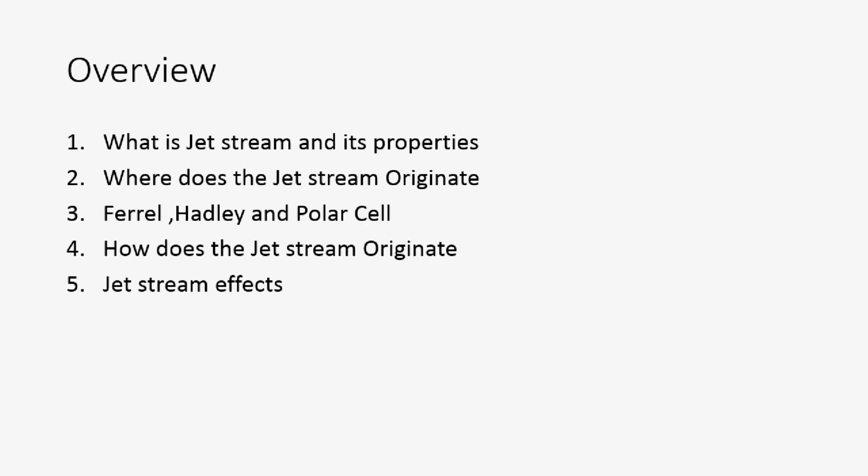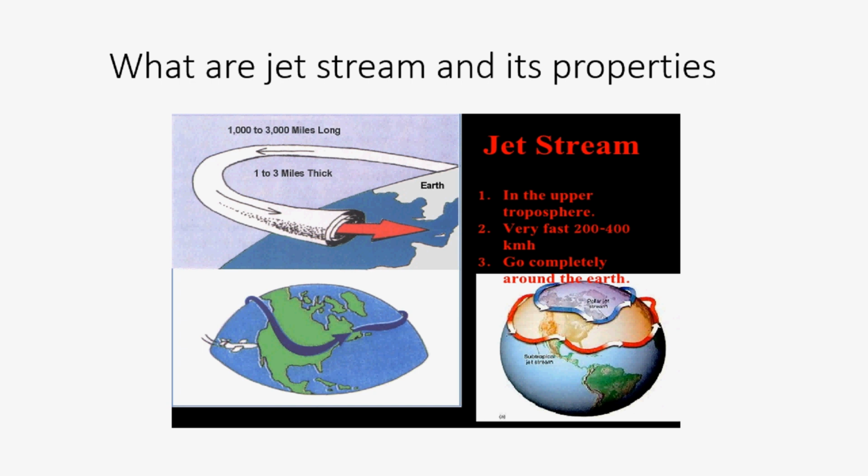So here is a small overview of today's session. We are going to discuss what a jet stream is and what its properties are. We'll also discuss where the jet stream originates. The third point is planetary winds, because we need to know about planetary winds before understanding the jet stream. There I've given a small point where we'll discuss Ferrel, Hadley, and polar cells. The fourth point is how the jet stream originates. And the fifth point is the effects of the jet stream on the climate, which regions it flows through, and what basic climate changes usually happen. So initially, let us move ahead.